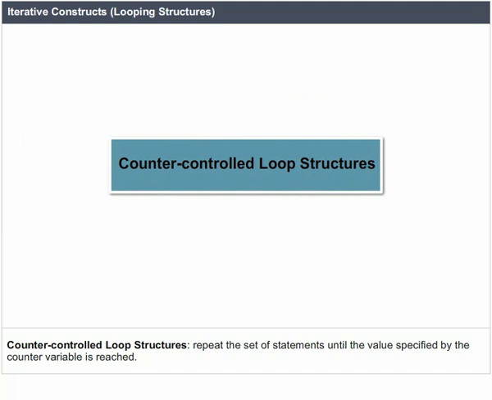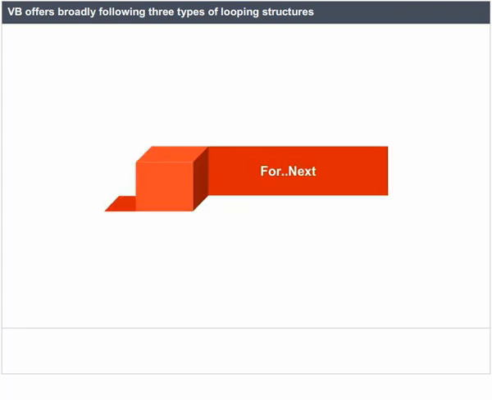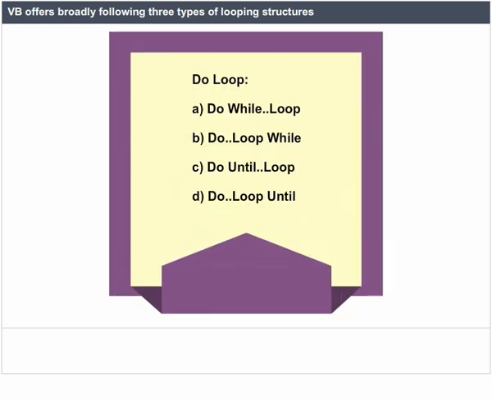VB offers broadly the following types of looping structures: for next, do loop, do while loop, do loop while, do until loop, do loop until, while wend.